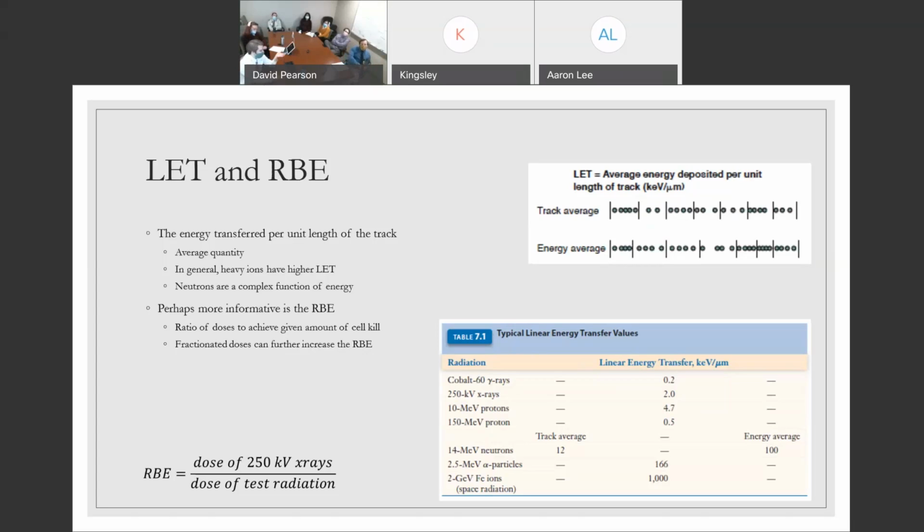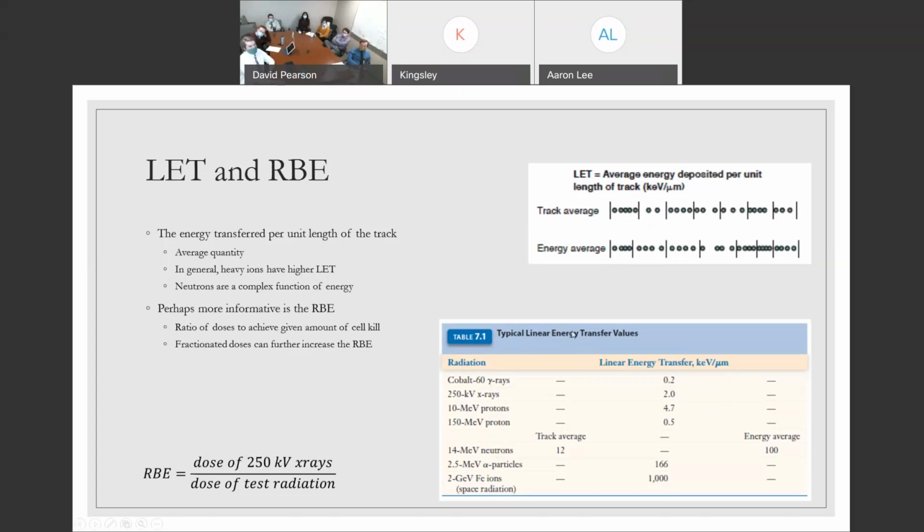Perhaps more informative is the RBE, which this ratio indicates the amount of cell kill. It's the ratio of doses required to achieve the same amount of cell kill. So the kind of gold standard comparison is 250 kV X-rays. Fractionated doses can further increase the RBE, and the RBE will vary depending on the cell kill you're trying to achieve. I'll get into that in a minute.